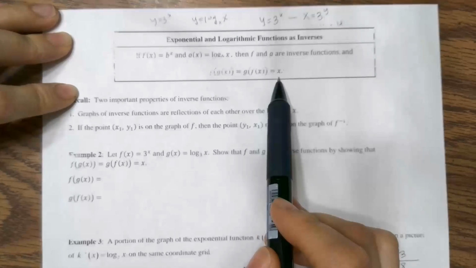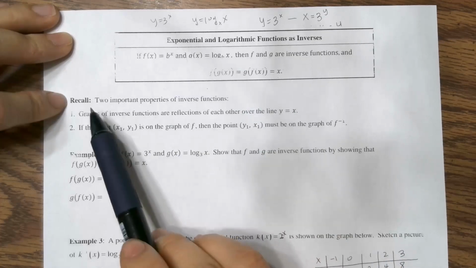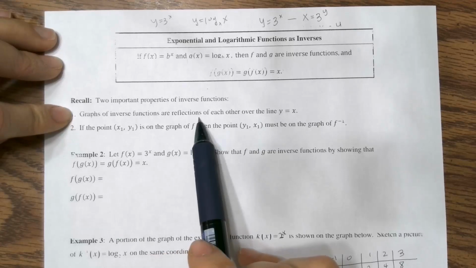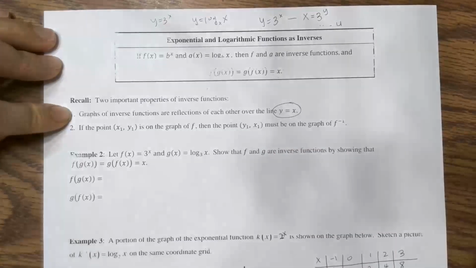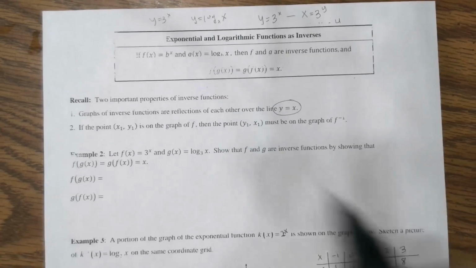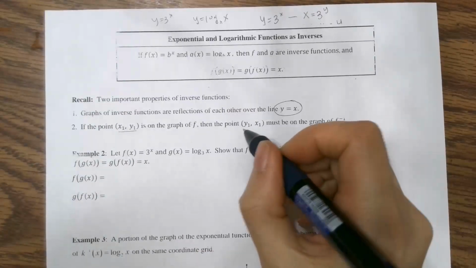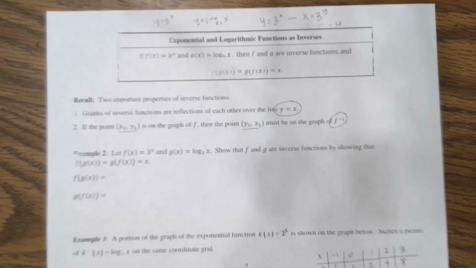This is a very important property we learned two lessons ago. Recall two important properties of the inverse functions. When you graph them, each one of them is a reflection across the line y is equal to x. Remember that? You fold it along y is equal to x, and they meet one another. And if you have x comma y on the graph of the regular function, then you better have y comma x on the inverse function. You switch x and y, that's what I mean.